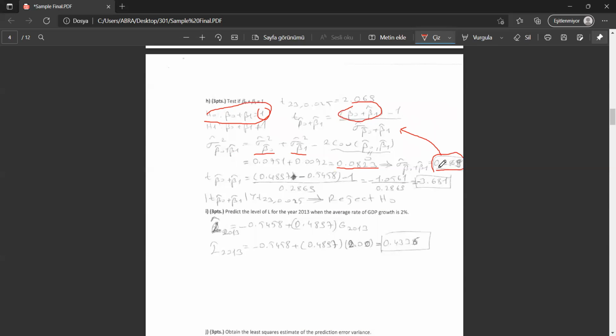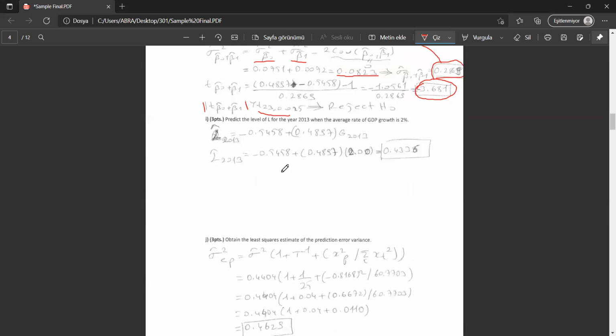0.025. Since you know that this thing is 2 point something, okay? Since this minus 3 in absolute terms is greater than the t value, we can reject H0. So beta 0 plus beta 1 is not 1, okay? We can reject the null hypothesis here.